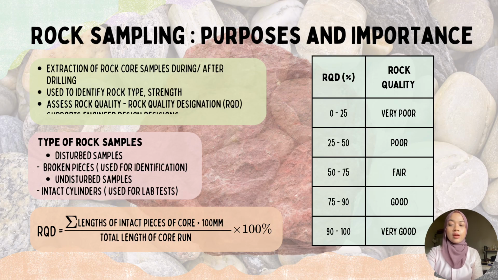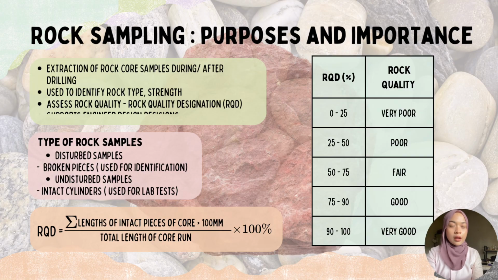Now this is the formula of the RQD. RQD is a measure of the quality of rock mass. The formula is the total length of intact pieces of core that are more than 100 mm divided by the total length of core run, times 100%.